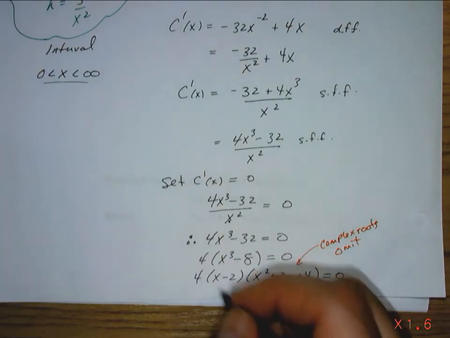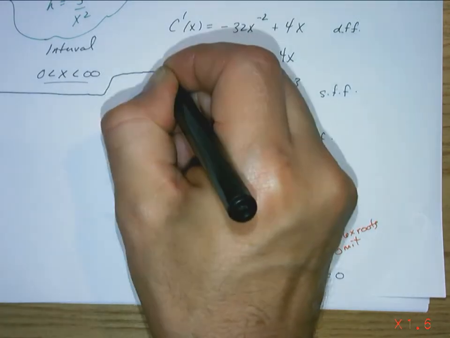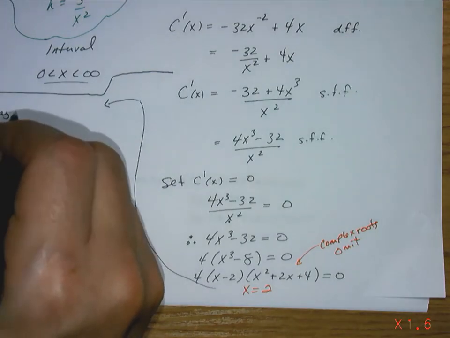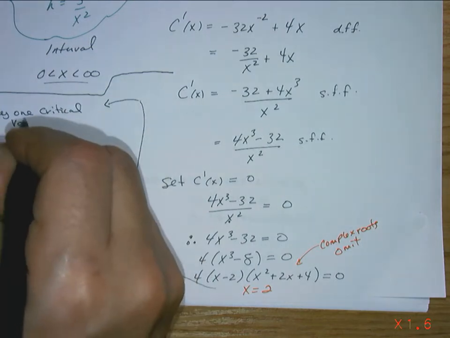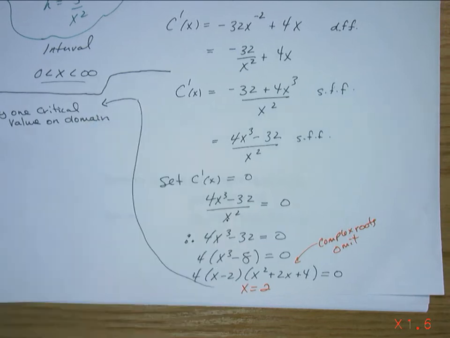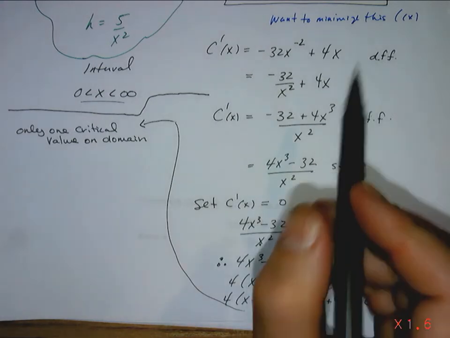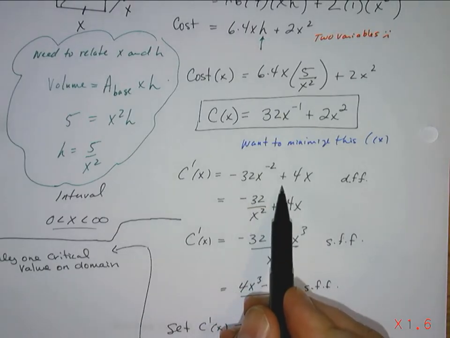To stay on the same page, I'm going to come way over here. Let's put a box around this. I'll come way up here and I'll say only one critical value on domain. So I have a choice. I can use the second derivative test or I can use an interval chart. It depends how ugly the derivative is going to be. Let's take a look at my derivative-friendly form. It's not too bad. I think we can handle it.